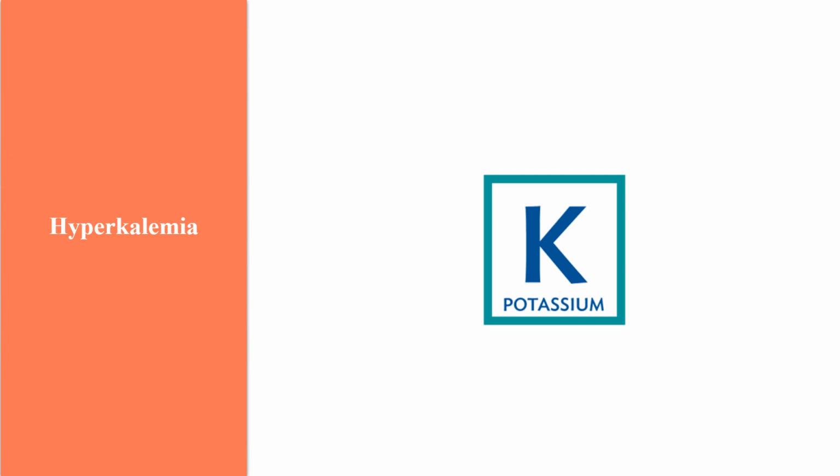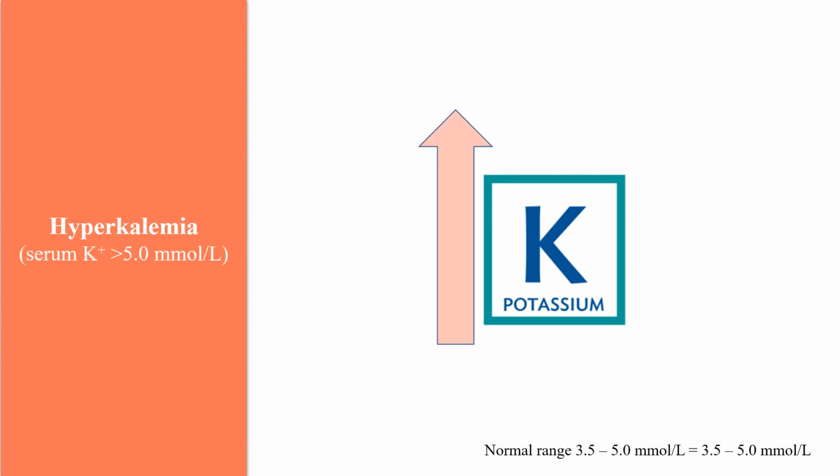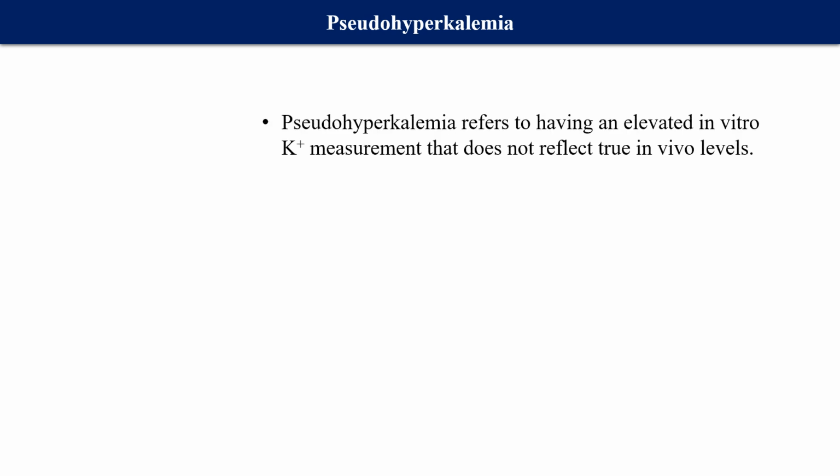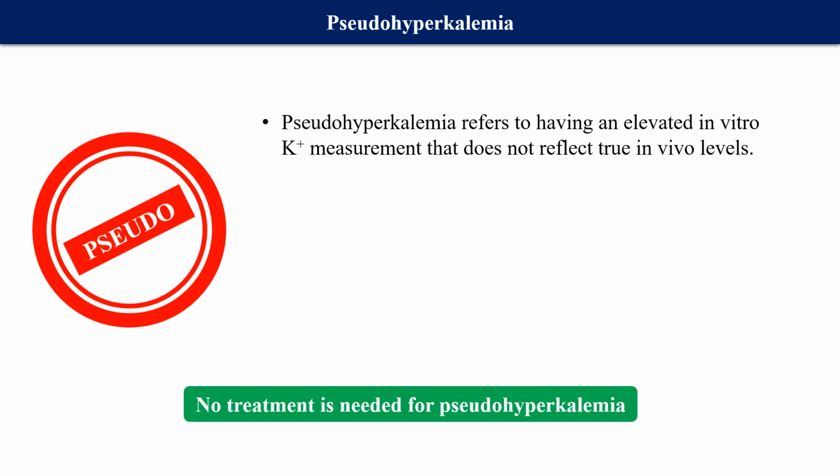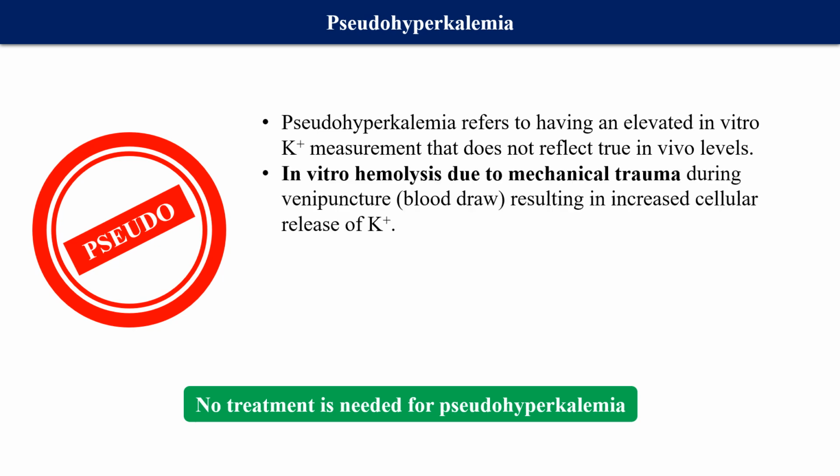Moving on to hyperkalemia, defined as having serum potassium concentrations greater than 5 millimoles per liter. Before diving into true hyperkalemia, we need to first rule out pseudo-hyperkalemia. Pseudo-hyperkalemia refers to having an elevated in vitro potassium measurement that does not reflect true in vivo levels. It is important to recognize pseudo-hyperkalemia because this does not need treatment. The most common reason for pseudo-hyperkalemia is in vitro hemolysis due to mechanical trauma during venipuncture, resulting in increased cellular release of potassium.